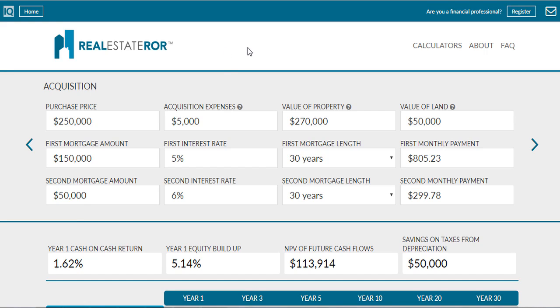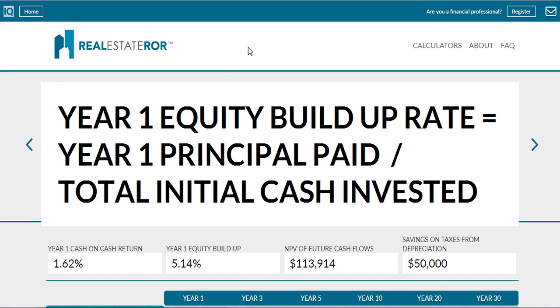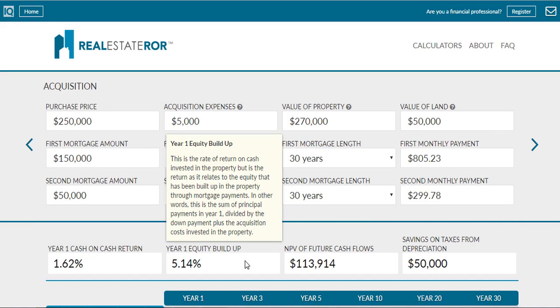Equity buildup rate is a simple calculation that solves how much equity you earned in year one relative to your initial cash investment in the real estate property. In order to solve your equity buildup rate, first you need to know your mortgage or loan information.